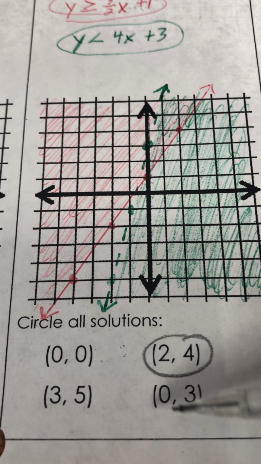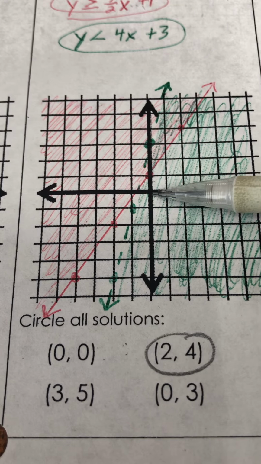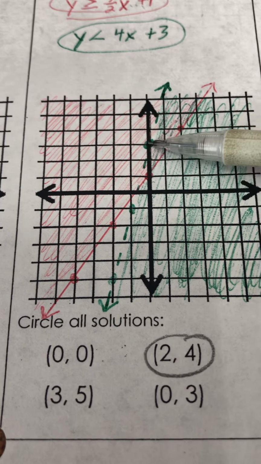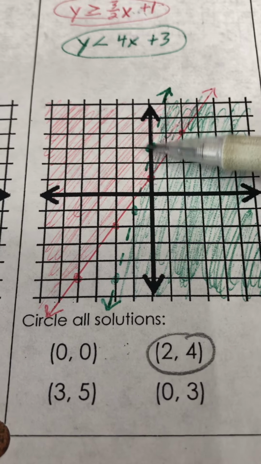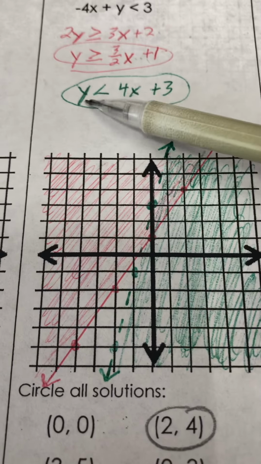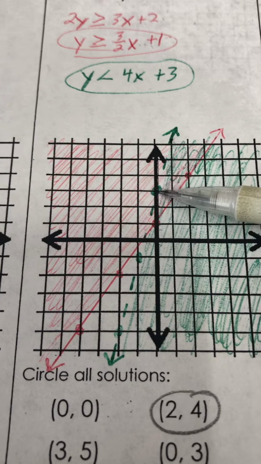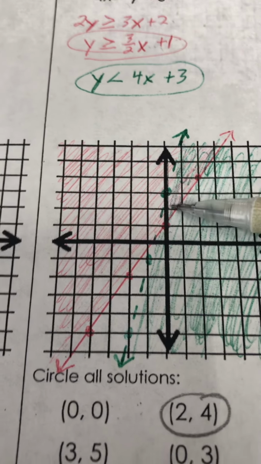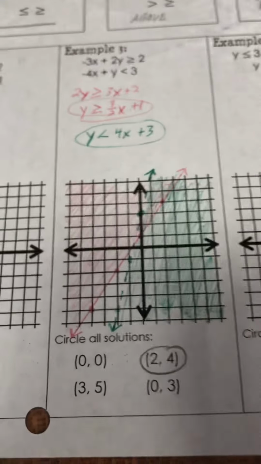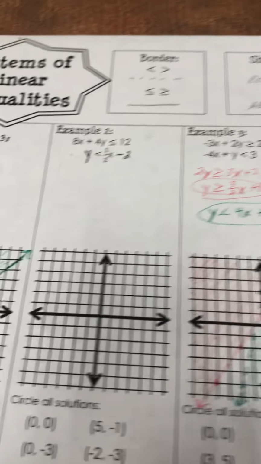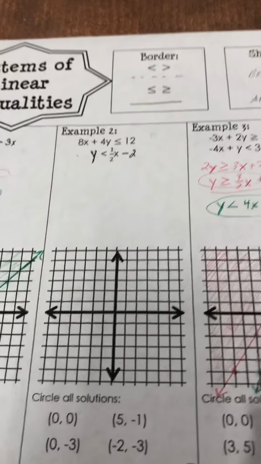The one that was close, let me see, 0, 3. This one. It's on the dotted line. See, they're trying to see if you understand. The dotted line, no, it has to be less than it. It can't be on the line. So it has to be below that dotted line. So that's why 0, 3 doesn't work. Okay, good luck with number 4. And if you need any other help, please let me know.